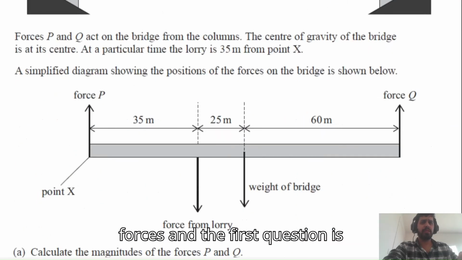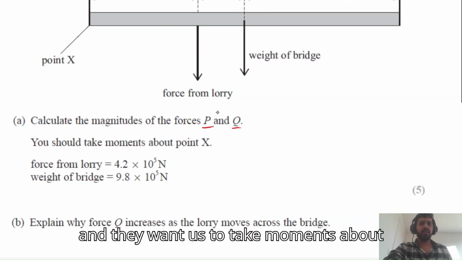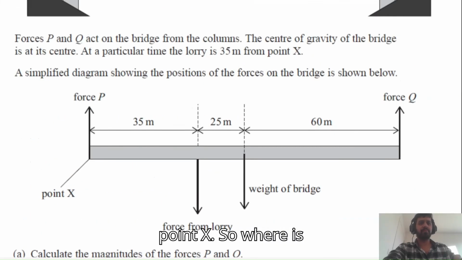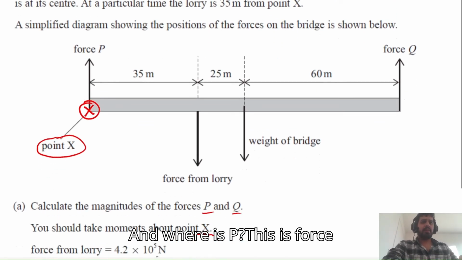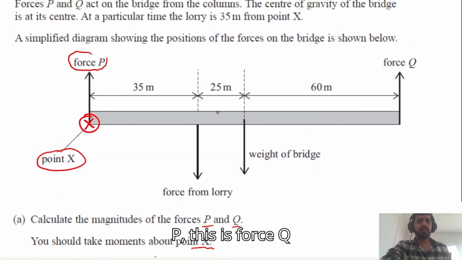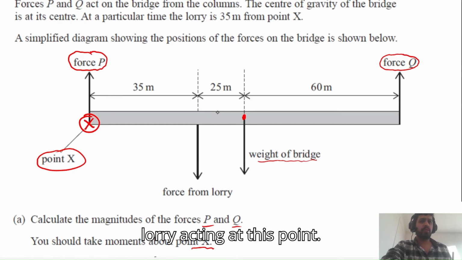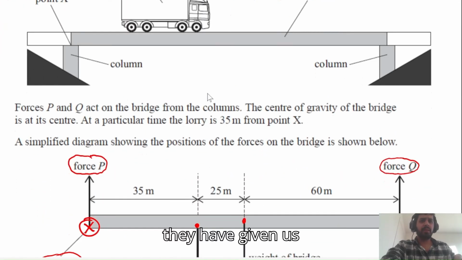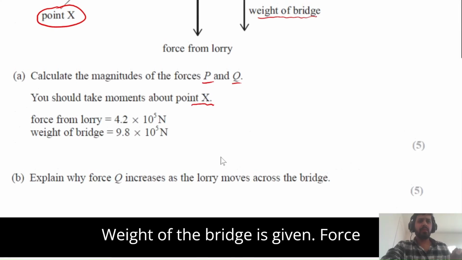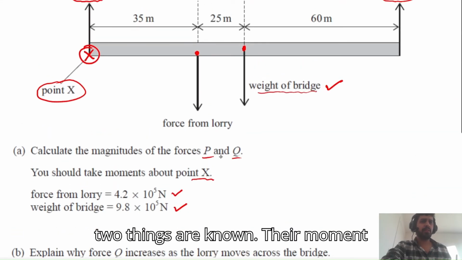We have a bunch of different forces, and the first question is calculate the magnitude of forces P and Q, and they want us to take moments about point X. So where is point X? This is point X. And where is P? This is force P. This is force Q. And we have the weight of the bridge acting here. And we have force from the lorry acting at this point. So you can see that in the statement, the weight of the bridge is given, the force from the lorry is also given. So these two things are known.